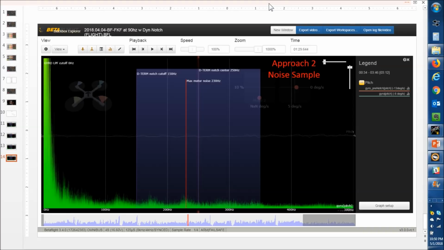Alright, today we're going to look at raw noise profiles and which filtering approach may produce the best results.